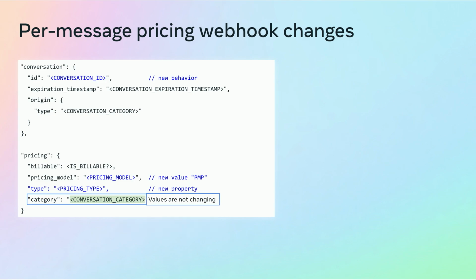And finally, regarding category, values are not changing. However, they can now be interpreted as follows. Authentication indicates an authentication template message. Authentication International indicates an authentication template message sent to a WhatsApp user in a country or region that has authentication international rates. Marketing indicates a marketing template message.